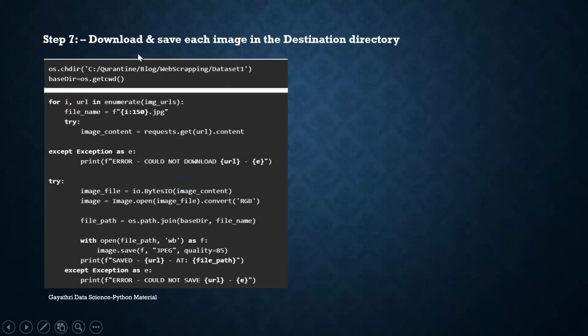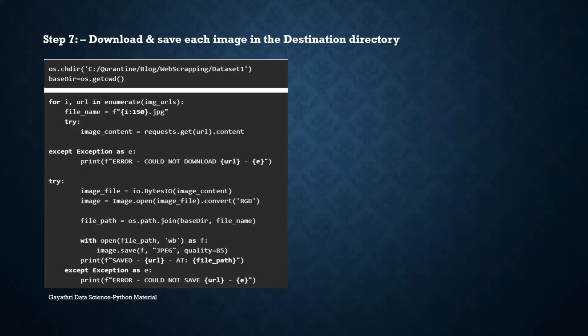The seventh step is to download and save each image in a destination directory. It can either be a dataset, a database, a list, or whichever format you want to save the data in. For that, they are mentioning the dataset link here, and then they are iterating over each and every URL that is present in the website.